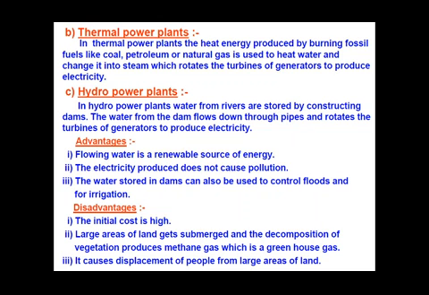So now let us see what the advantages and disadvantages of using these thermal power plants and hydropower plants are. So first of all, in case of hydropower plants, the first advantage is that the flowing water which we are using is a renewable source of energy, isn't it? It is always present. Water is always present and it is not going to diminish.